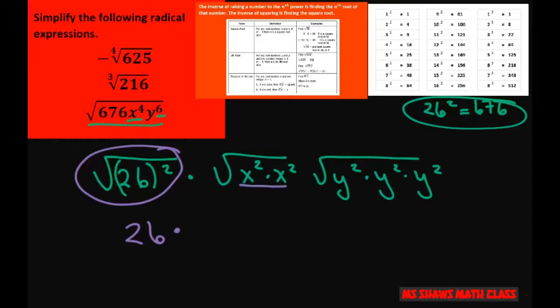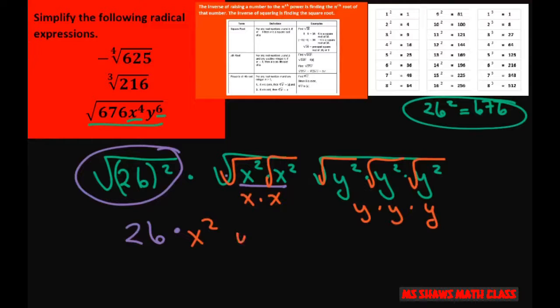All right, for this one, if I break it down, I can break this down as the square root of x squared times the square root of x squared. So that's going to be x times x, which gives me x squared. Same thing with this, break each one down, and you're going to get y times y times y. Now that's going to give you y cubed.